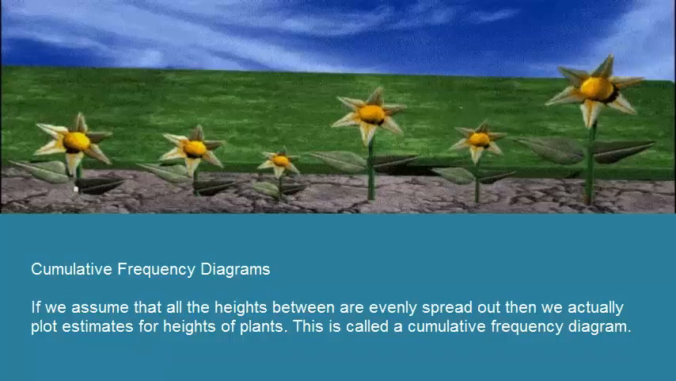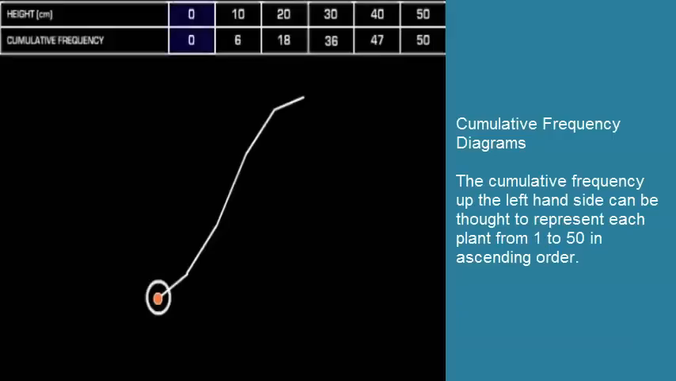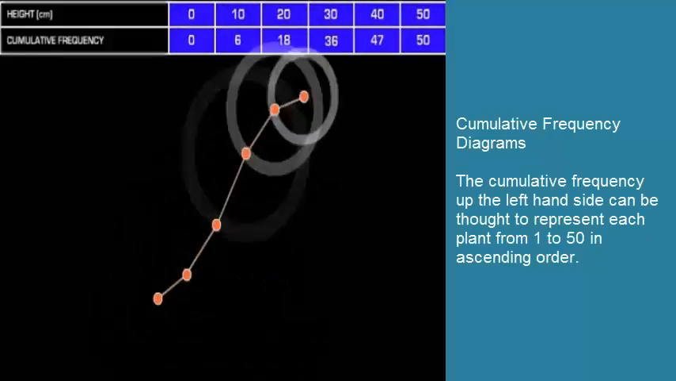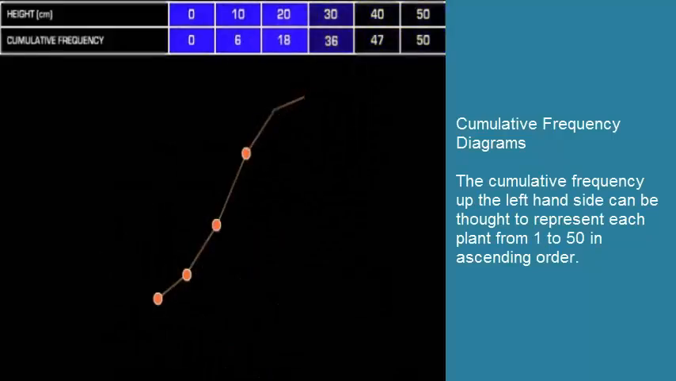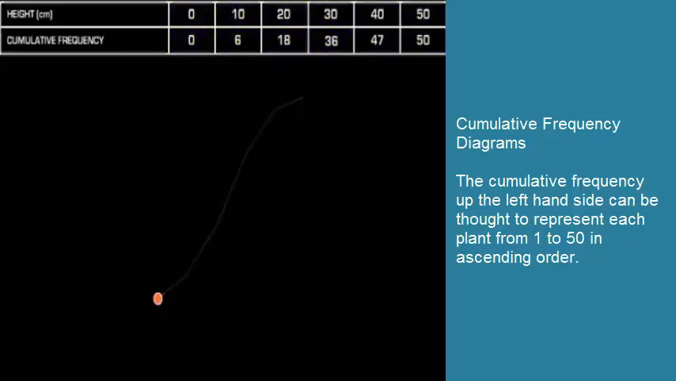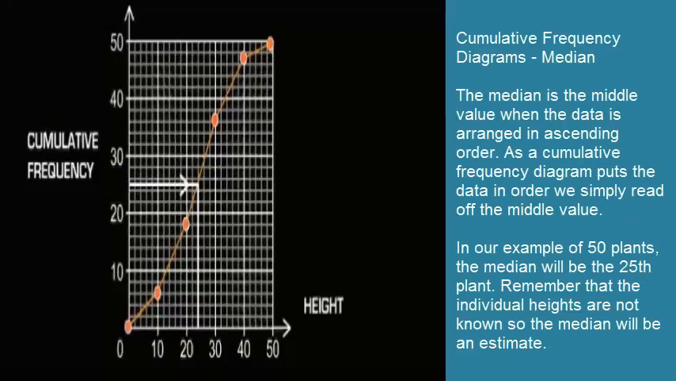heights of plants. This is called a cumulative frequency diagram. The cumulative frequency up the left-hand side can be thought to represent each plant from 1 to 50 in ascending order. The median is the middle value when the data is arranged in ascending order. As a cumulative frequency diagram puts the data in order, we simply read off the middle value.